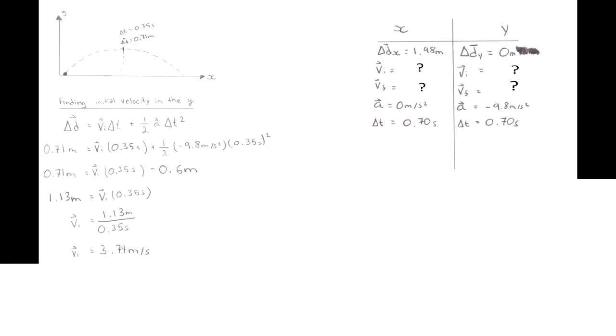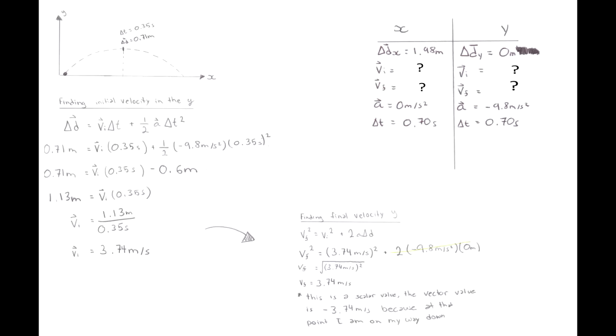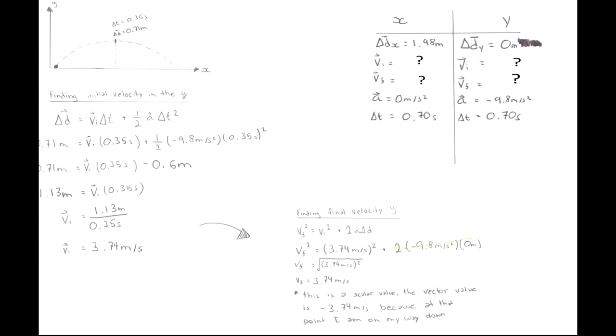Although my resultant displacement in the y is 0 meters, I know that halfway I reach a height of 0.71 meters. Therefore, I subbed in the time for halfway, which is 0.35 seconds. So in the end, I end up with an initial velocity of 3.74 meters per second in the y. Now using this value, I can find the final velocity in the y by using this equation.